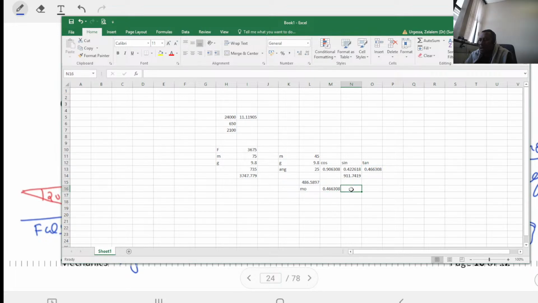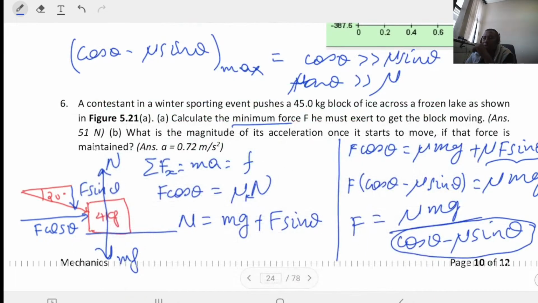Then if I multiply mg by this, what will you get? This must be equal to that one times this one, half of it. I get 256. I don't even get the 51. Therefore, I don't know how she gets 51, honestly. But I believe the process is this one. To minimize the force, I must maximize the bottom one.